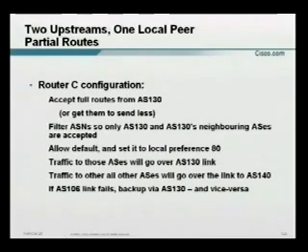Router C configuration, we accept the full routes from 130, or we get them to send less. We filter the ASN, so only 130 and 130's neighboring ASs are accepted. So that substantially reduces the routing table. We allow the default, and we set it to local preference 80, so that gives us backup. Router D, remember, here's the default from AS140, and that is the default. So all traffic will go out through router D, apart from traffic that goes to 130 and 130's neighbors. Okay?